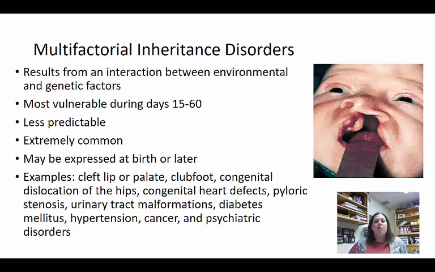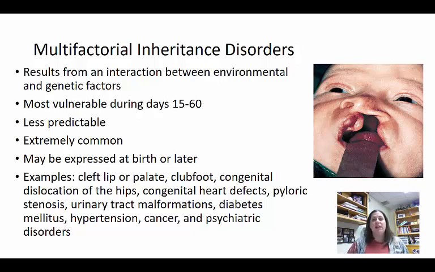All right, now we're going to look briefly at the multifactorial inheritance disorders. These results from an interaction between the environment and genetic factors. During fetal development, the fetus and embryo are most vulnerable between the days of 15 and 60 after conception. Now, there's an issue with this. Most women do not even realize they're pregnant until normally around day 30. And then we're already in that period of the child being very vulnerable to potential issues.